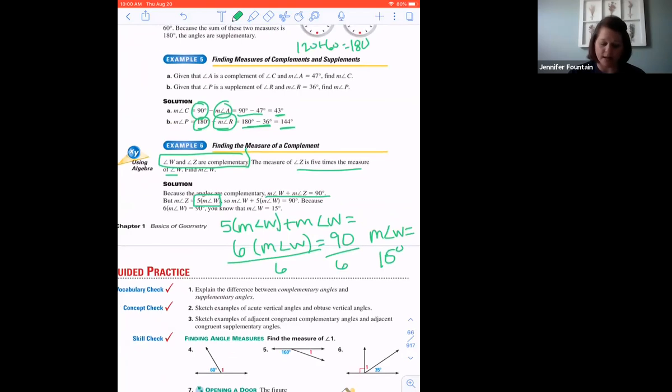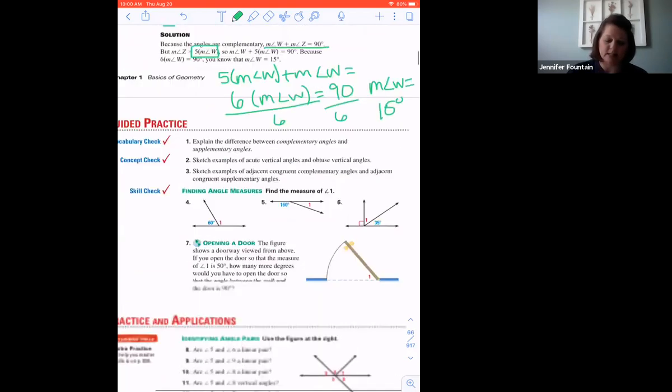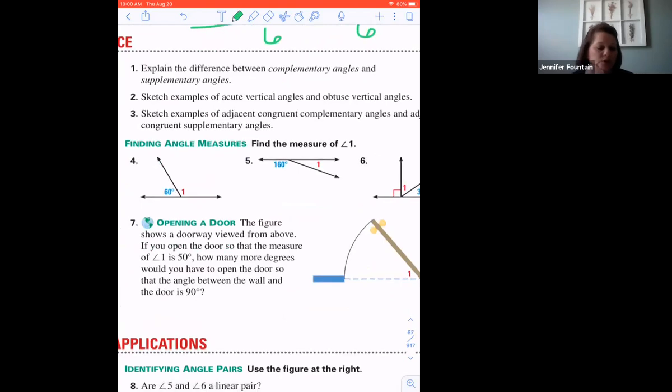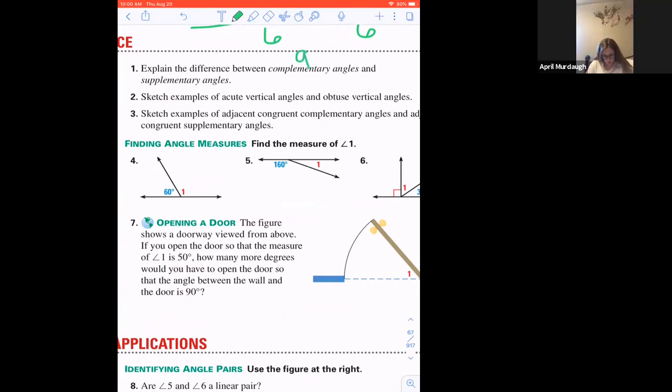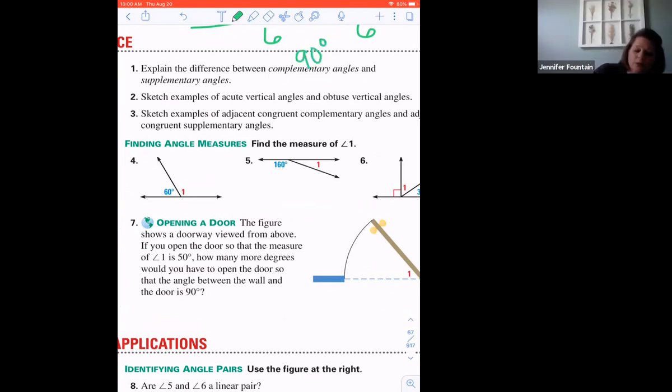So let's go through our guided practice. It says, explain the difference between complementary angles and supplementary angles. So what is our big difference here? Complementary equals 90 degrees. Supplementary equals 180 degrees. So supplementary angles are twice as big as complementary. Supplementary angles are going to be 2 times complementary angles, since 180 is 2 times 90.